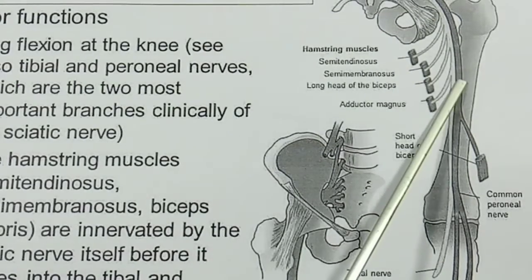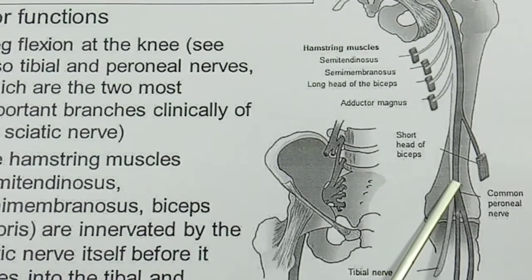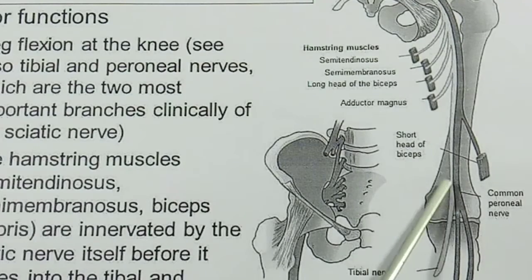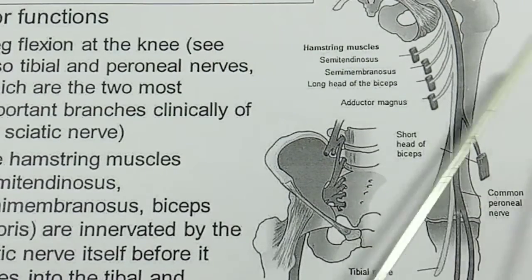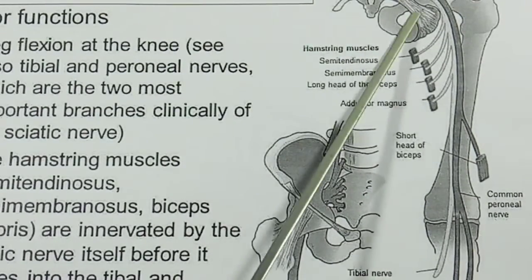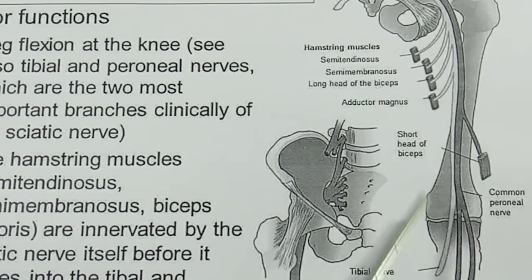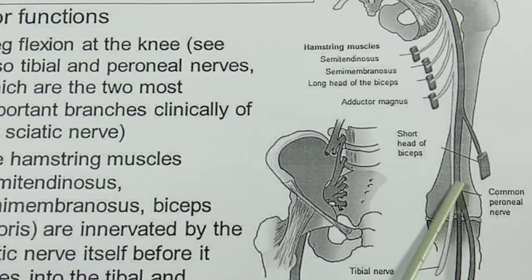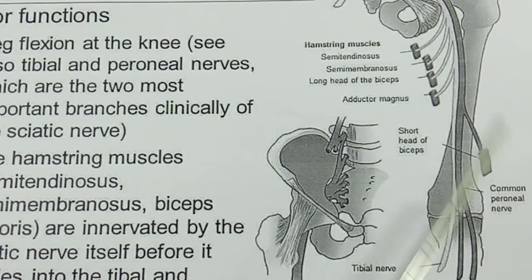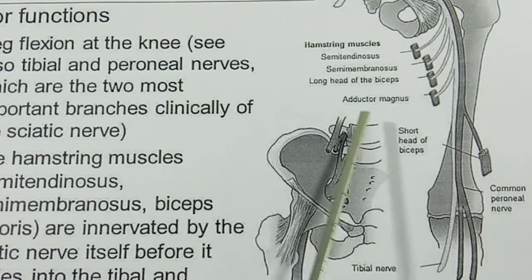After reaching the back of thigh, it descends vertically downwards, and at the superior angle of the popliteal fossa, that is the junction of upper 2/3 and lower 1/3 of the back of thigh, it divides into two terminal branches, that is the tibial nerve and the common peroneal nerve, which are the two terminal branches of the sciatic nerve.